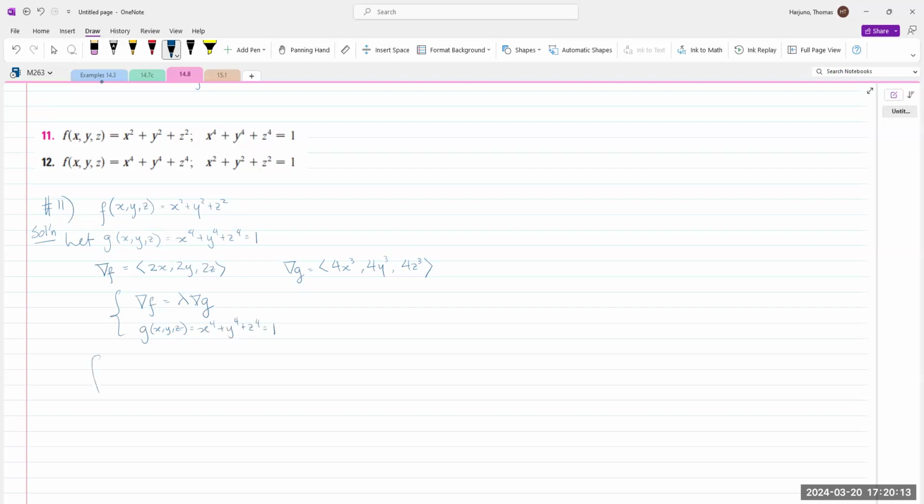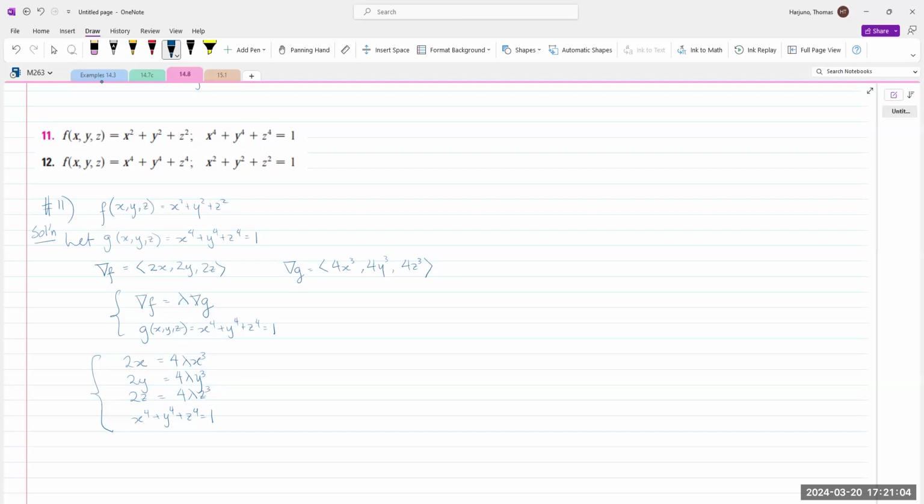Okay. In other words, if I break it into components, then I will have 2x equals 4 lambda x cubed, 2y equals 4 lambda y cubed, 2z equals 4 lambda z cubed, and x to the 4th plus y to the 4th plus z to the 4th equals 1. Now we get into some situation. How do we solve this? Honestly, I don't really know though.